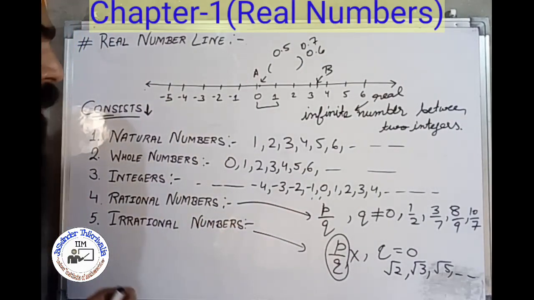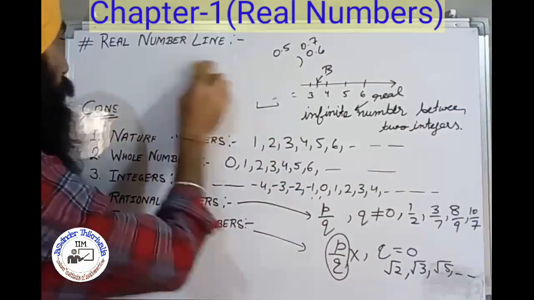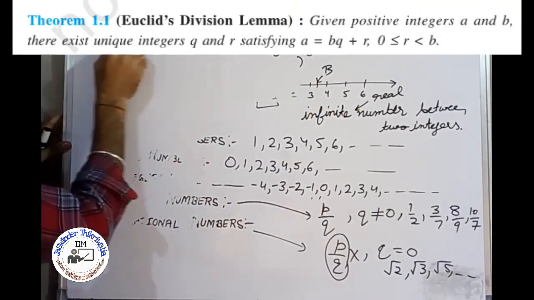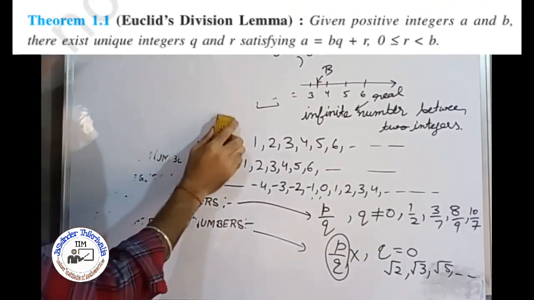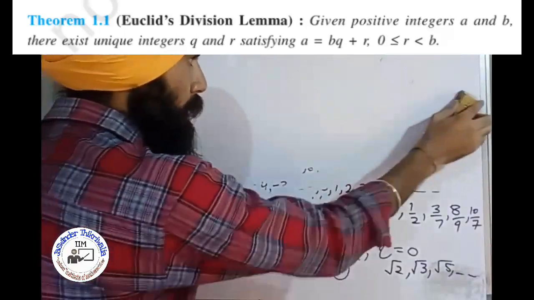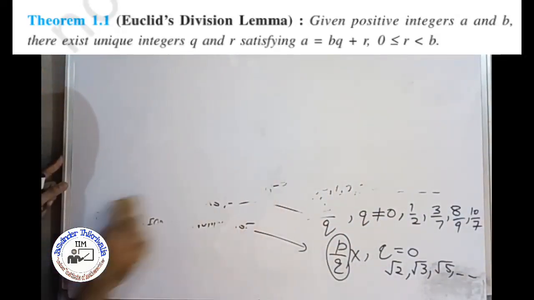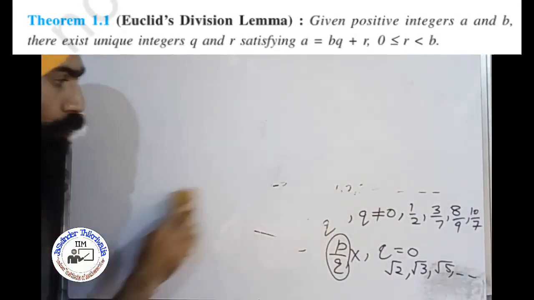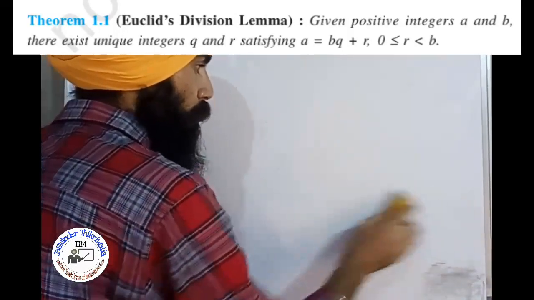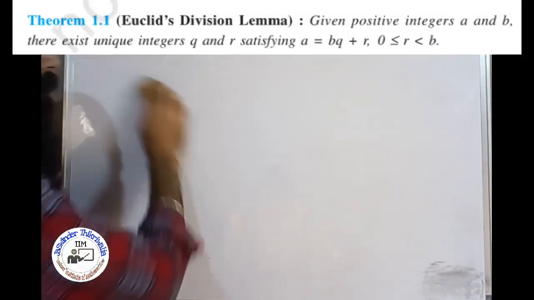So what is this lemma? And next we will discuss Euclid division algorithm. So if you check its statement here, Euclid division lemma, its statement is here. You can read this. If we have two numbers a and b, we are going to divide a by b. Then what will we get? We will get a quotient and a remainder, and the remainder will be more than or equal to 0 and less than the divisor b.